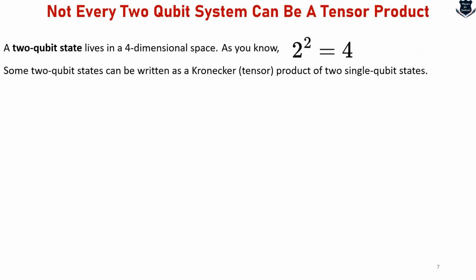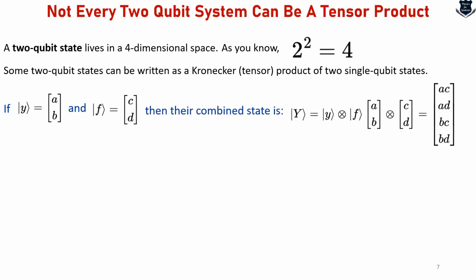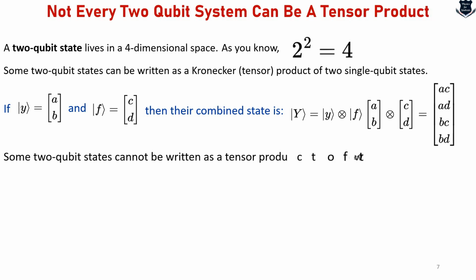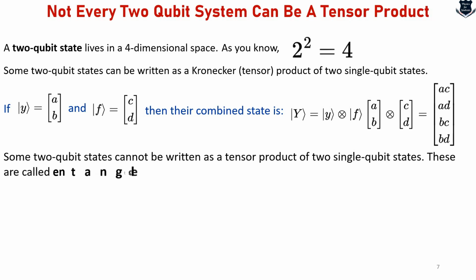Now some 2 qubit systems can be written as a Kronecker or tensor product of single qubit states. For example, if I take psi equals this and phi equals this, then the combined state would be this. Now, most important is that some two qubit states cannot be written as a tensor product of two single qubit states. You need to understand that the tensor product takes systems separately and combines them into one.